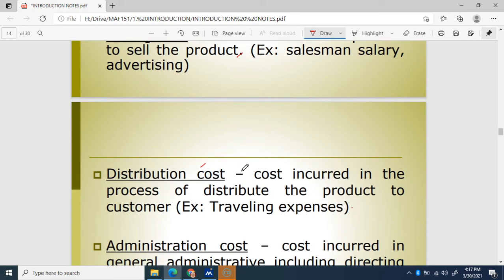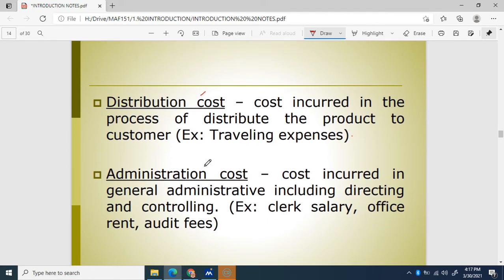And then we also have administration costs under non-manufacturing. Administration costs are incurred in general administration, including directing and controlling. Such as clerk salary, office rent, and audit fees. That means all the costs that are not included in the manufacturing. These are office costs.